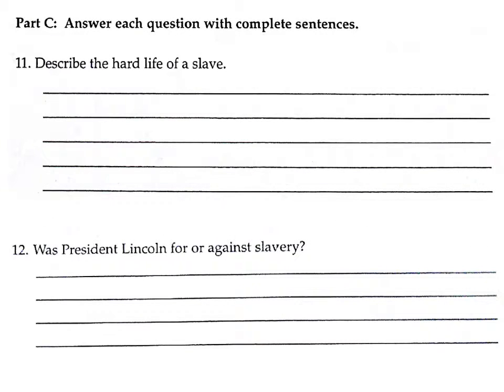Here are another couple of assessment items, again created as part of that text. Answer each question with complete sentences. Item 12 says, was President Lincoln for or against slavery? I'm not sure if you would get the answer right if you just wrote for or against, or if you just wrote President Lincoln was against slavery, if that would give you full credit. I'm not sure. But that's not a very well-written assessment item either.